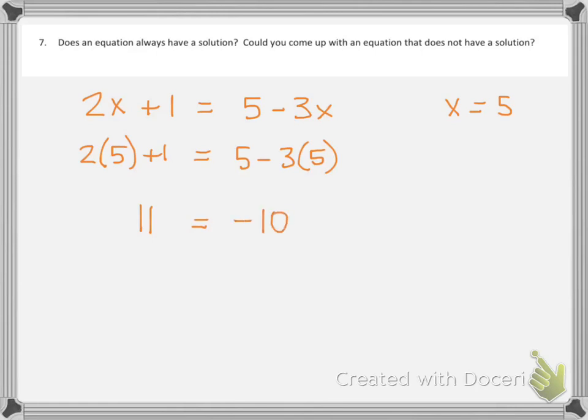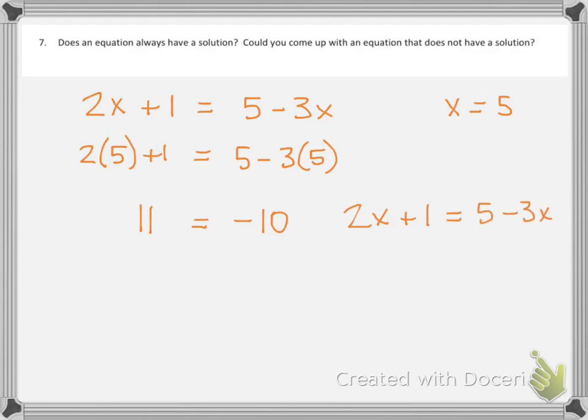Okay, and on the left side, that's 10 plus 1 is 11, is equal to 5 minus 15, that's a negative 10. Does 11 equal negative 10? No, that's not a solution. Is there no solution? So if we set this up where we could find out what x is, maybe there is. So let's see. 2x plus 1 equals 5 minus 3x.